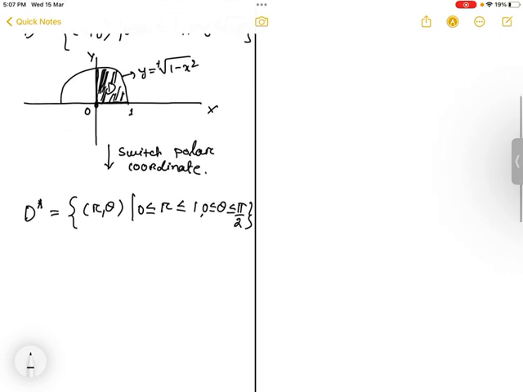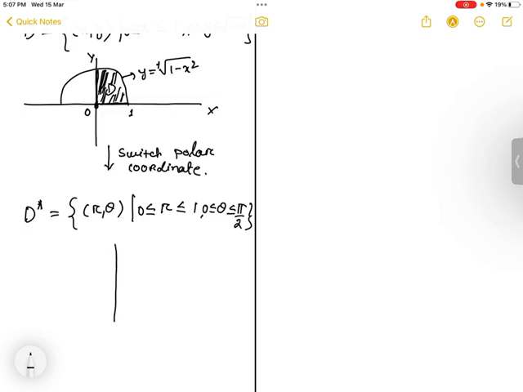Now can you draw this region? We'll draw this region, how this region will look like in the r theta plane. Okay, this is r, this is theta. r is from 0 to 1 and theta is the region from 0 to pi by 2. So this is our D star.